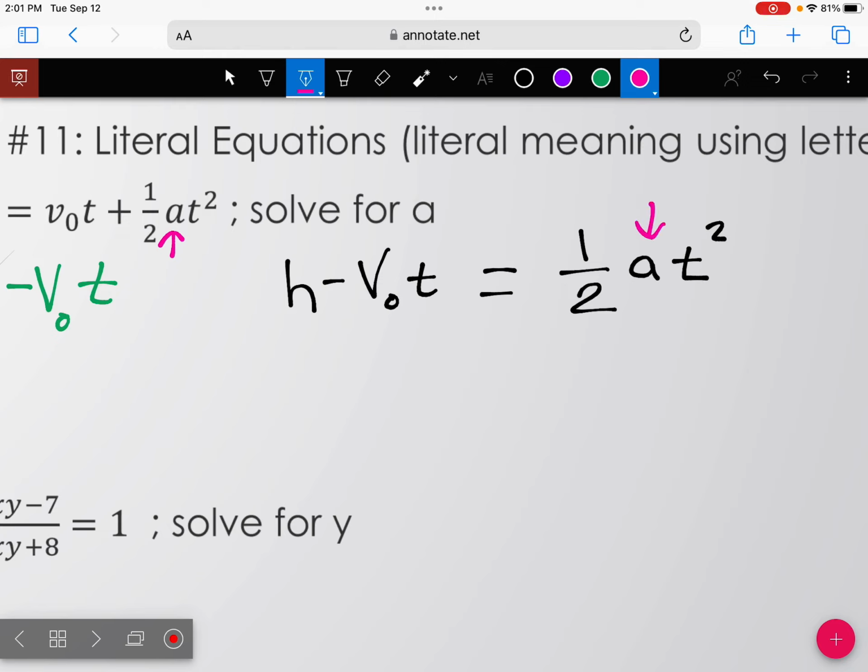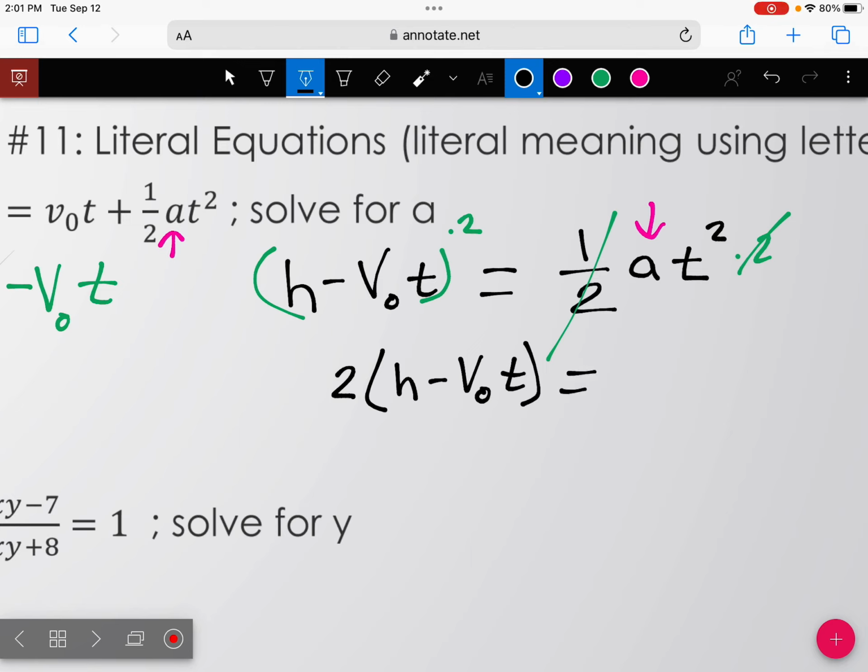What can we do to get A by himself? I don't care what this side looks like. I just want A by himself. Multiply by 2. Absolutely valid. We can times by 2. That's going to make this fraction go away. Just means I need to times this side by 2. So we're going to have 2, and you can either multiply it in or you can just write it out in front. I do not care. 2 times H minus V naught T equals A T squared.